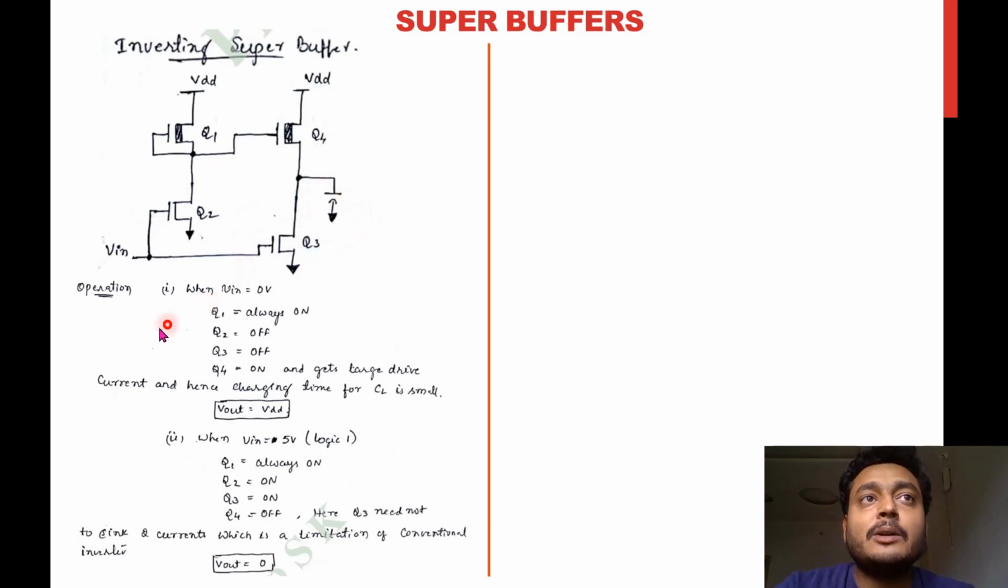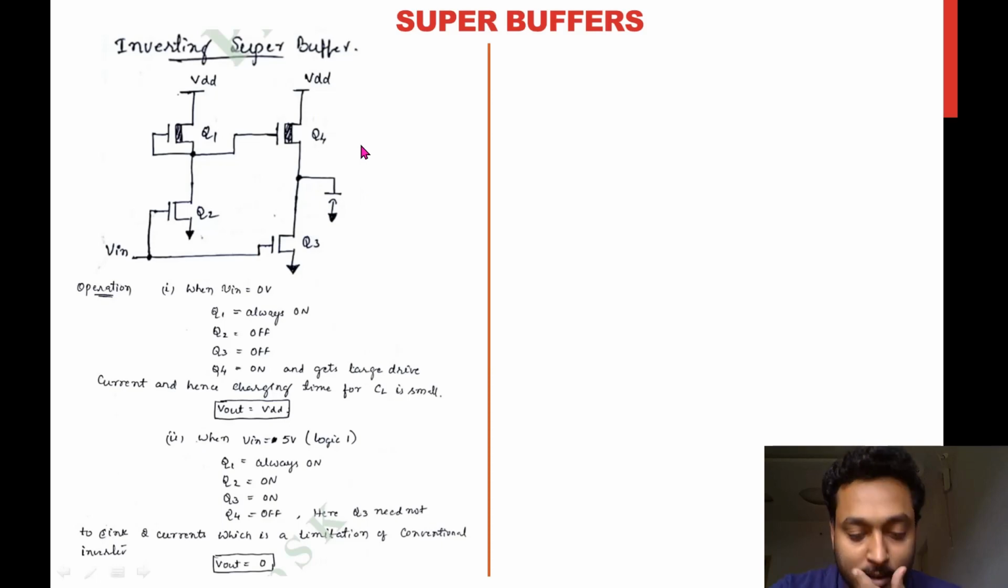So compared to the previous circuit, the NMOS inverter, the super buffer is going to overcome the limitations of the NMOS inverter. The charging time was very slow, but since we have VDD here, this is going to give a larger current, which compensates and brings your capacitance to charge very fast. So this is the concept of the inverting super buffer.